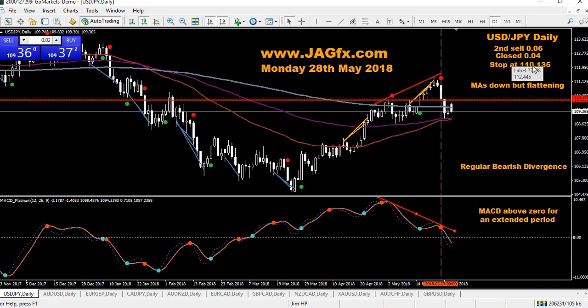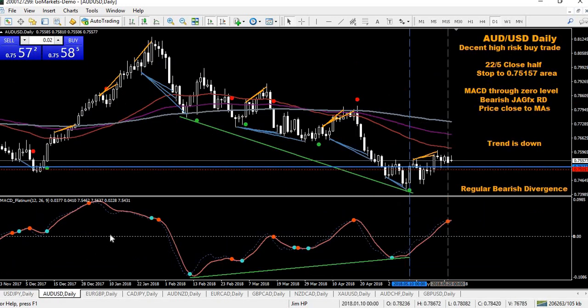USD Japanese yen, I'm going to sell here. The vertical line is red for sell, and the horizontal line is red for sell, and the dashed line or the dotted line is where my stop level is. So I've closed half, or I've closed some, and got a stop in place. So Japanese yen heading down, just getting stuck around these MAs, quiet day. There's good divergence there. So we're still in that sell trade there.